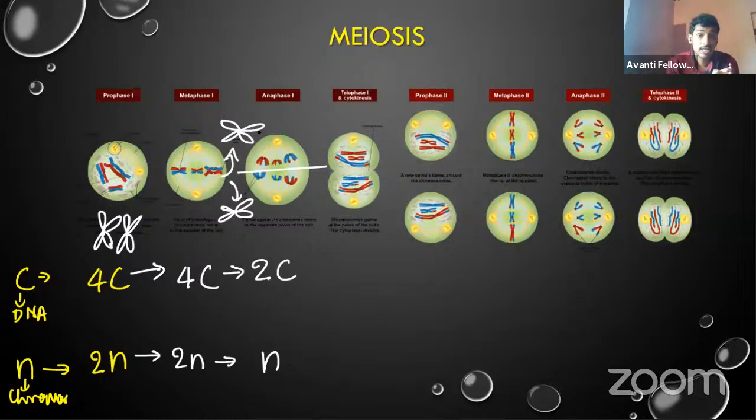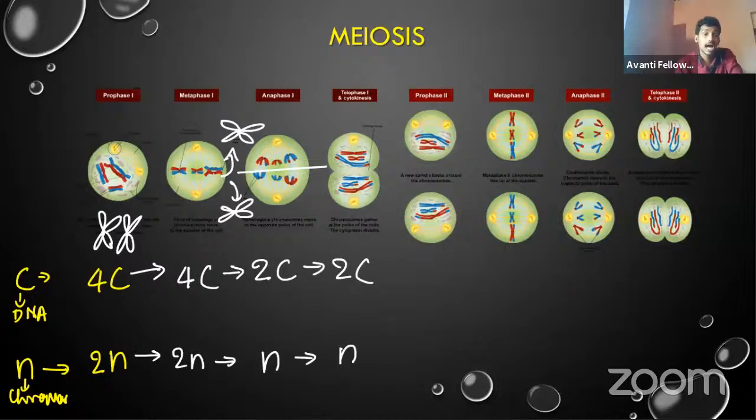Remember, in anaphase 1, what is happening? Because of the movement or segregation of homologous chromosomes to the two different poles or two different cells, the chromosome number and DNA content both are getting reduced. The chromosome number is not doubling here, but it is getting reduced. The same is maintained in telophase or cytokinesis.